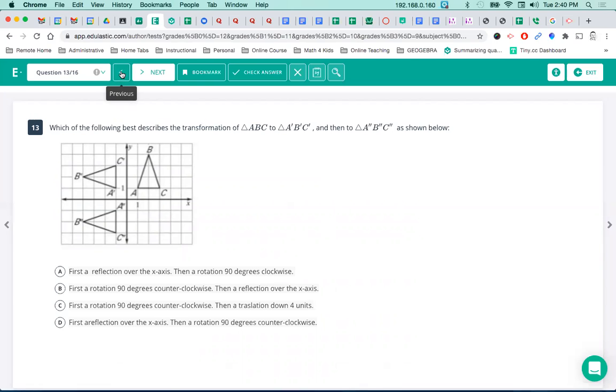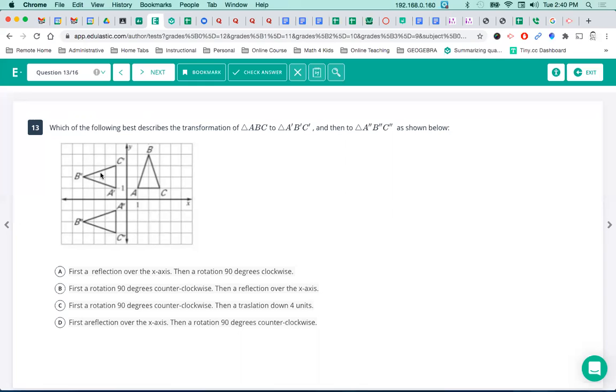This is another one that people had a little hard time with. It says, which of the following best describes the transformation of triangle ABC to A prime, B prime, C prime, and then to triangle A double prime, B double prime, C double prime. Now, the single prime ones are actually these up here. So our original triangle is in the top right quadrant.